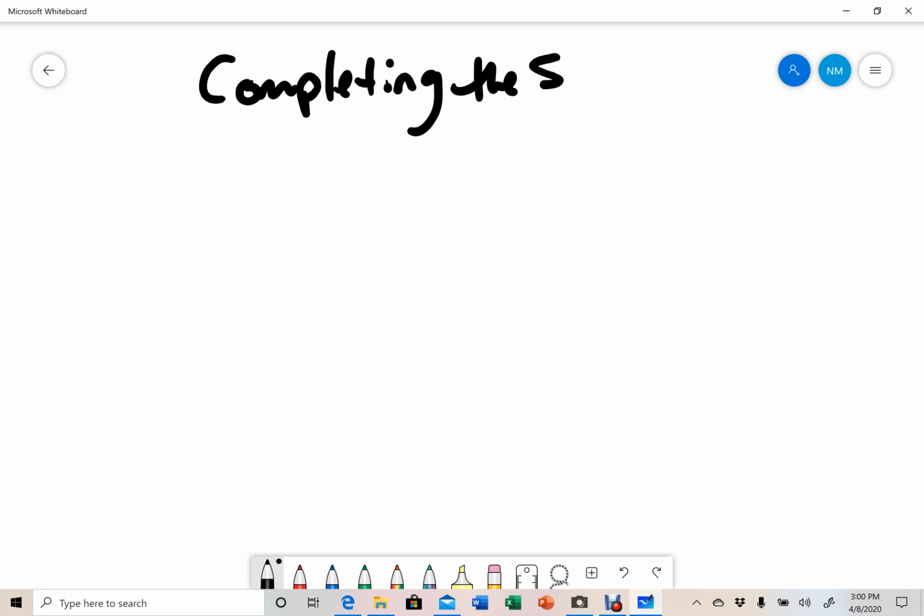Okay, so let's jump right into our steps for what we do to complete the square. Let me get my pen here. Completing the square. I'm sorry, my computer is dragging. Hope this doesn't affect my video here.